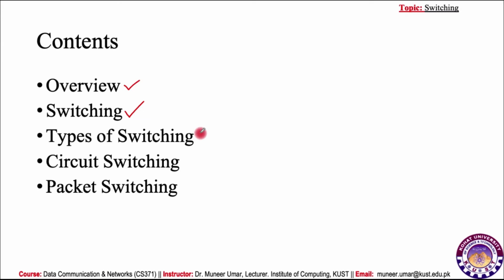We have two broad types. The first one is circuit switching, and the second one is packet switching. So, we will also discuss these two types, and inside the packet switching we have further two types. We would also study about those two types in this lecture.